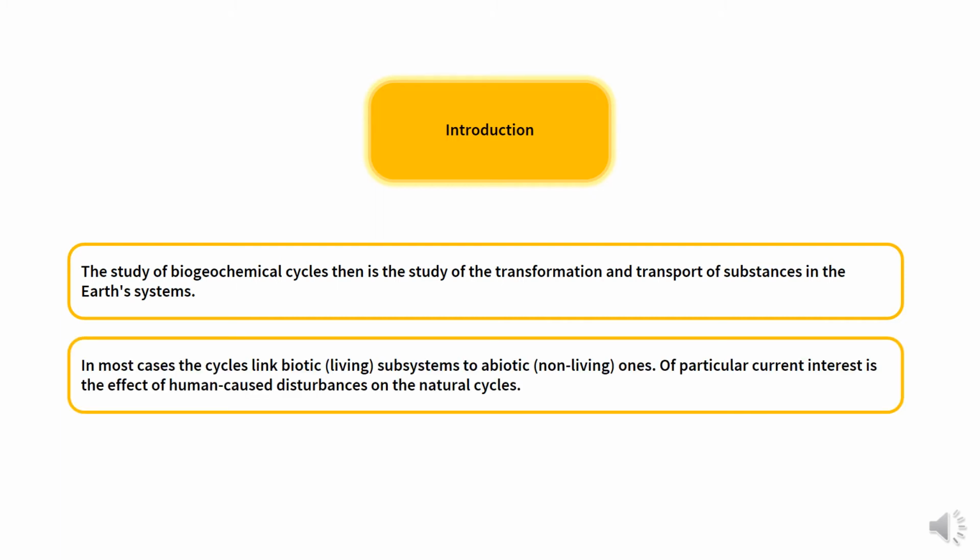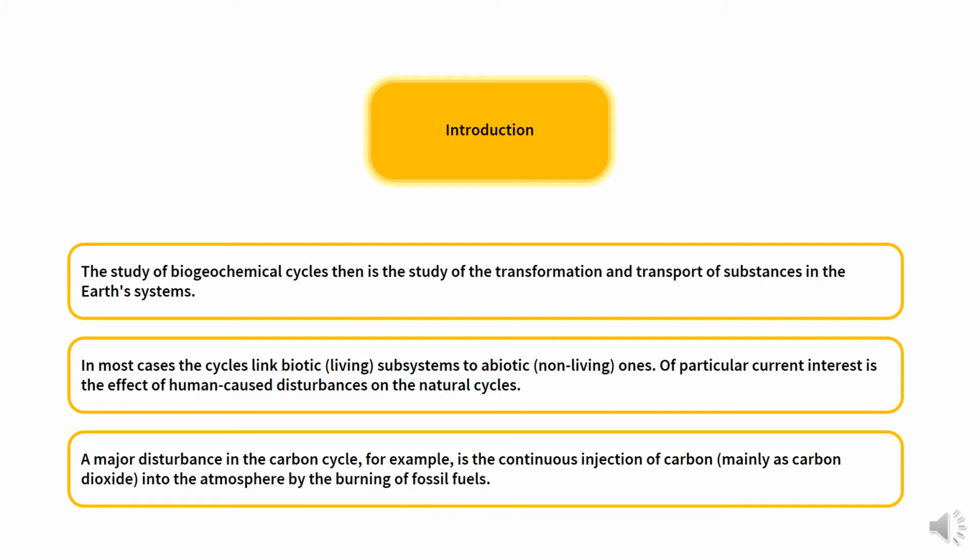In most cases, the cycles link biotic subsystems to abiotic ones, and of particular current interest is the effect of human-caused disturbance on the natural cycles. A major disturbance in the carbon cycle, for example, is the continuous injection of carbon, mainly as carbon dioxide, into the atmosphere by the burning of fossil fuels.